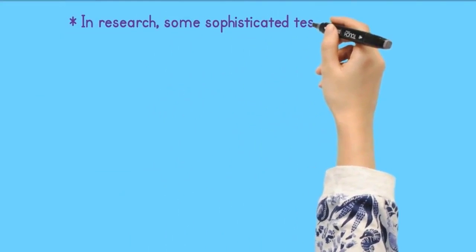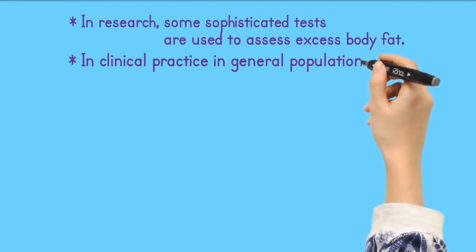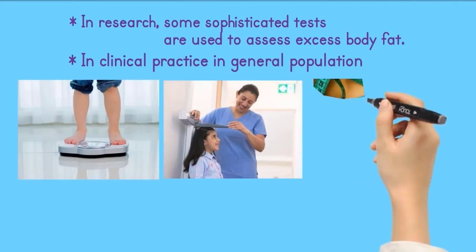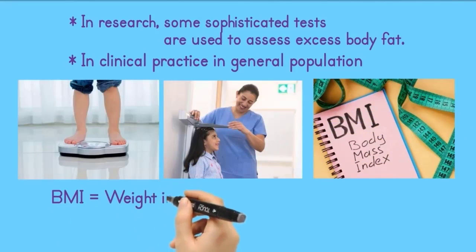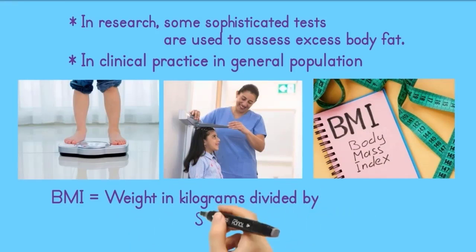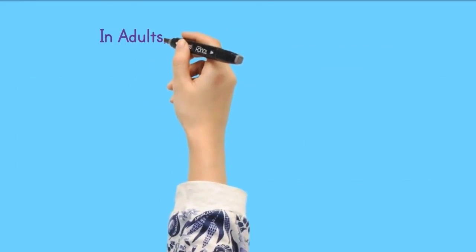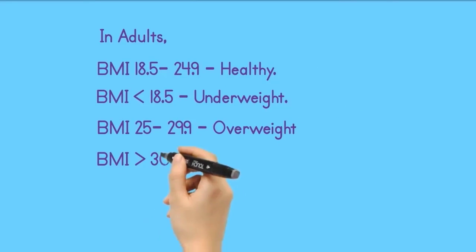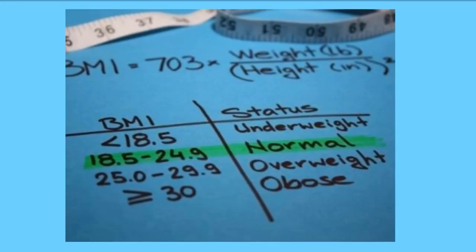In research, there are some sophisticated tests to assess the excess body fat, but in clinical practice in general population, a simple weight-height index called body mass index or BMI is used to diagnose overweight and obesity. BMI is calculated by dividing a person's weight in kilograms by the square of that person's height in meters. In adults, a BMI between 18.5 to 24.9 is considered healthy, below 18.5 it is underweight, above 25 it is overweight and above 30 it is obesity.